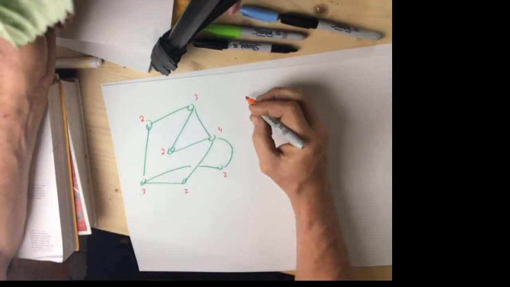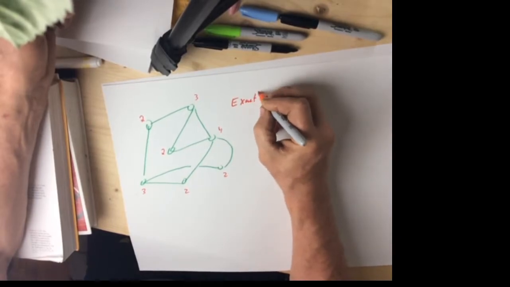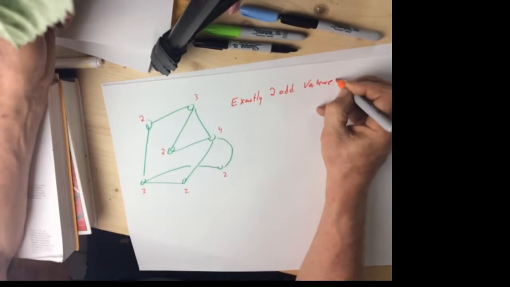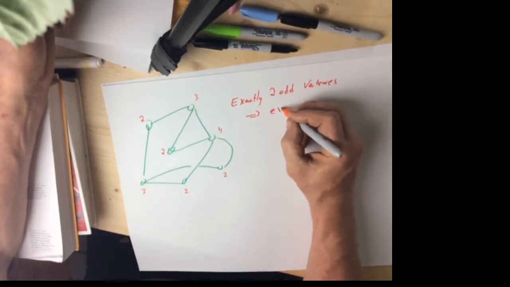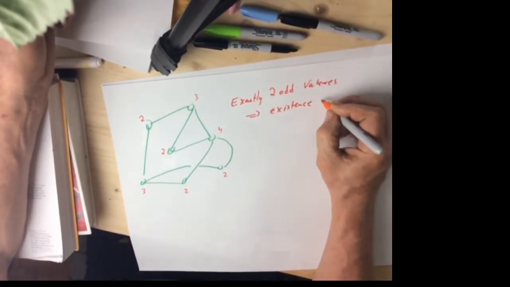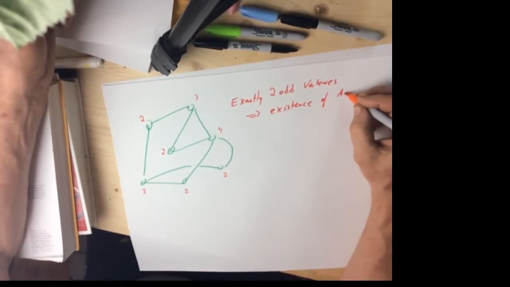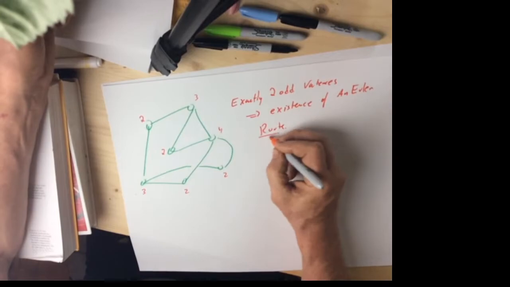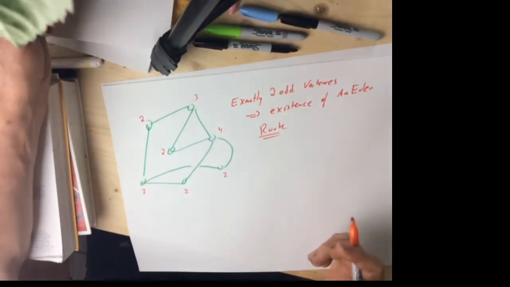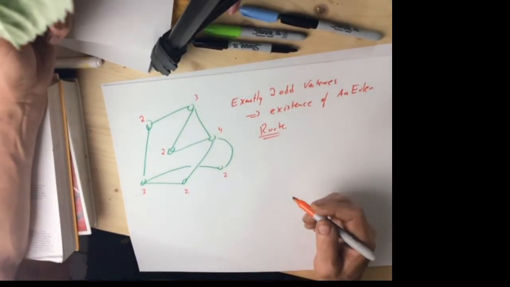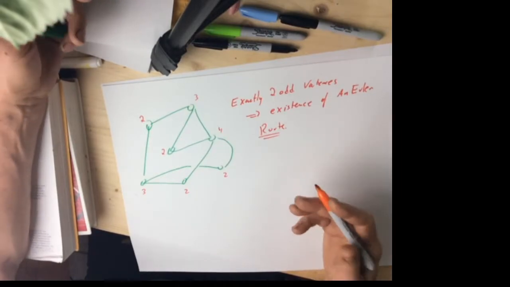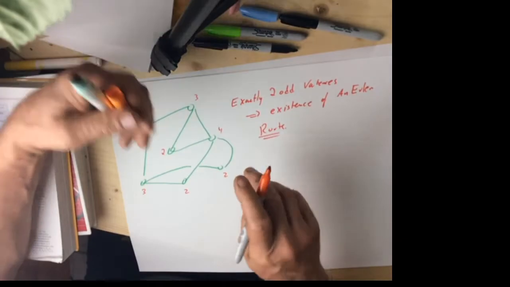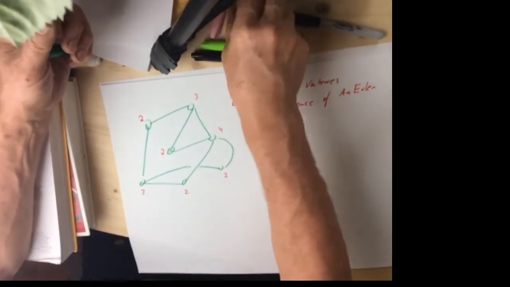So in this situation, we have exactly 2 odd valences. This implies the existence of an Euler route. Now what's special about the route is you have to start at one of the odds. Now we just go to the map and we're just going to write down a possible route and see how well it goes. Now I'm going to highlight as we go along because that's useful.